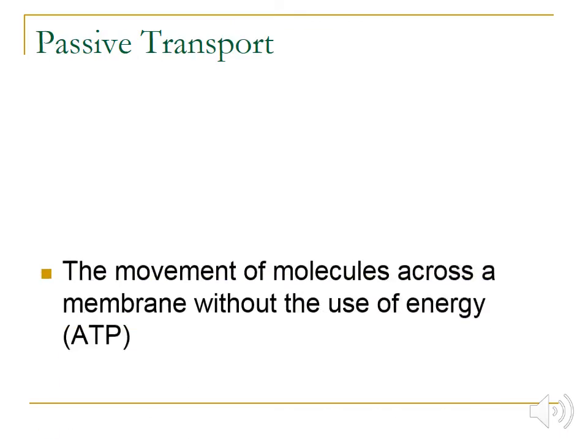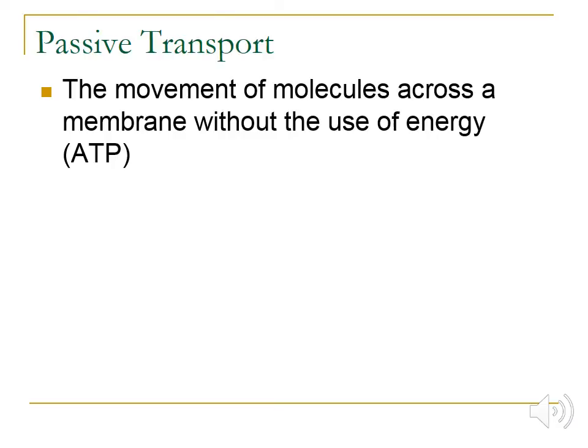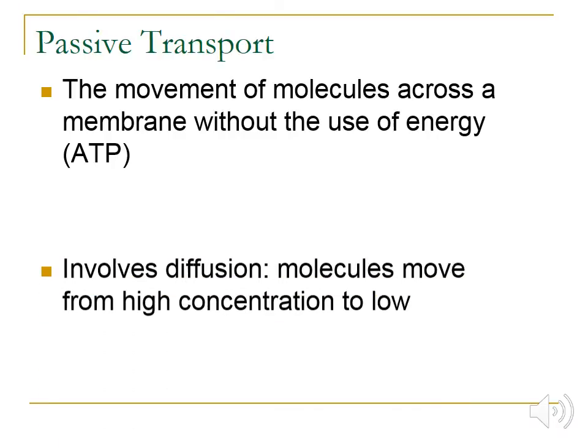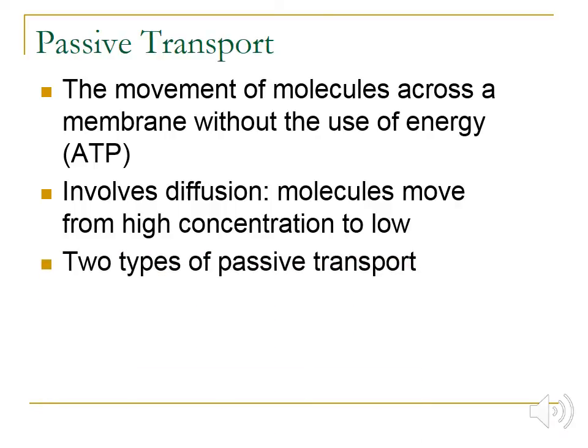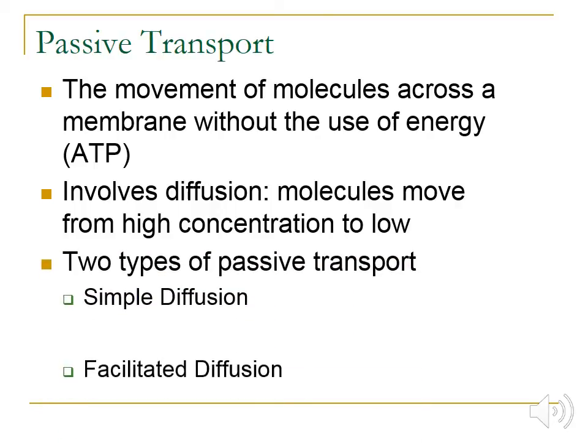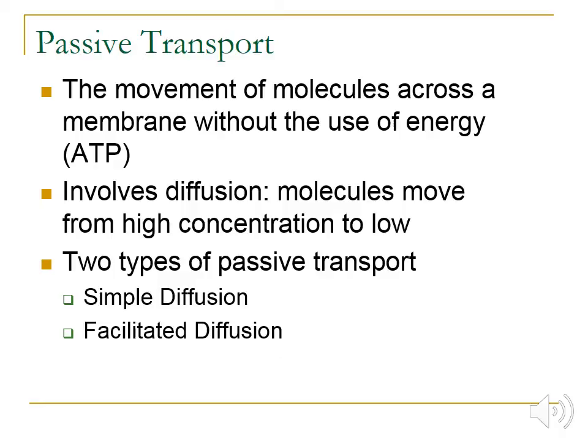In passive transport, the molecules move across the membrane without the use of energy. Passive transport involves diffusion, or molecules moving from high concentration to low concentration. We've talked about how diffusion happens simply through the random movement of molecules and molecules colliding with each other. There are two types of passive transport, simple diffusion and facilitated diffusion, and we're going to talk about both of them.